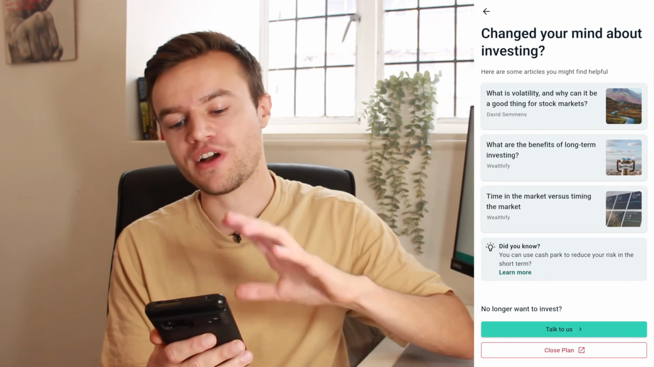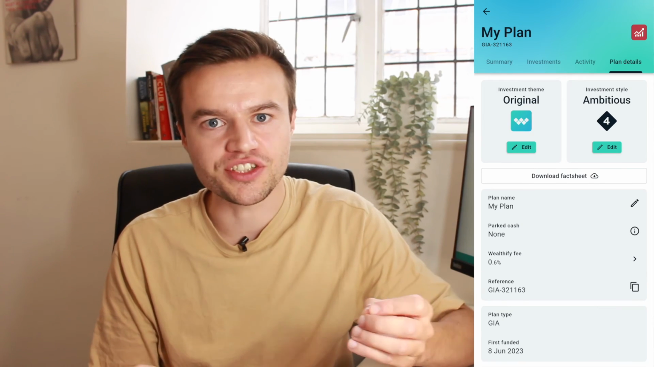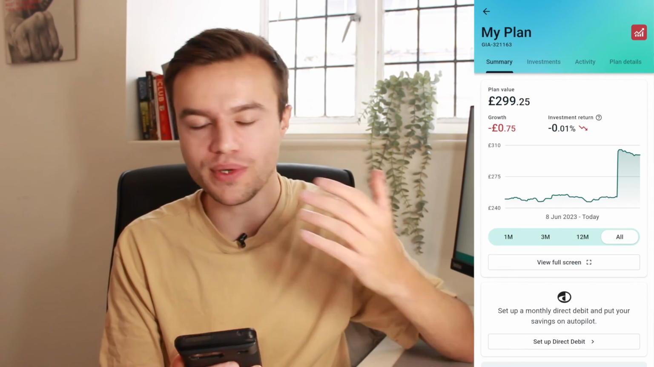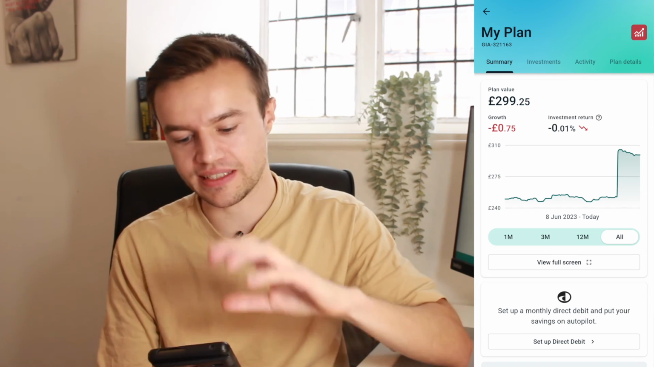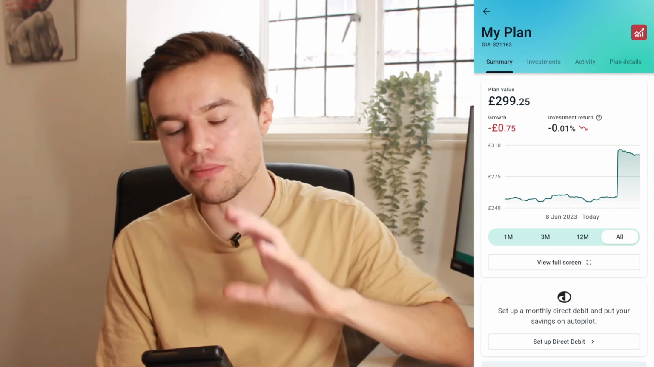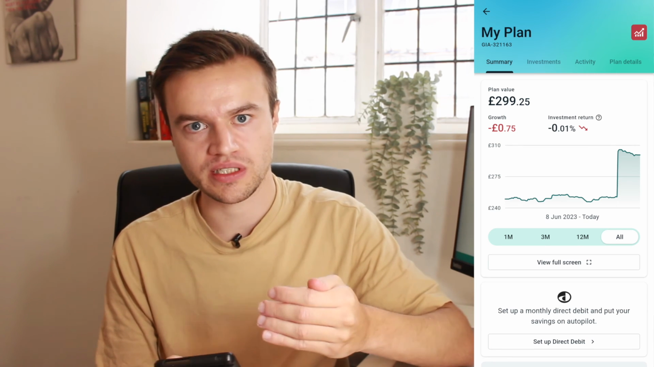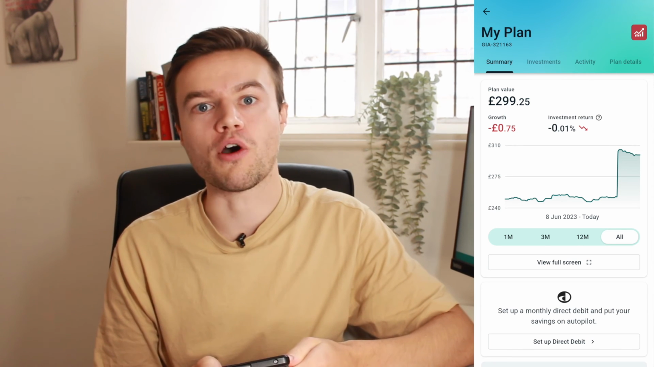And overall, Wealthify's app provides a very good, easy to use user experience. It's easy to access the main features of viewing your plan, of adding money, of withdrawing money. All of this is very simple. And this is one of the major pluses of Wealthify's platform in terms of their app and how easy it is to use. And that completes the walkthrough review of their app.